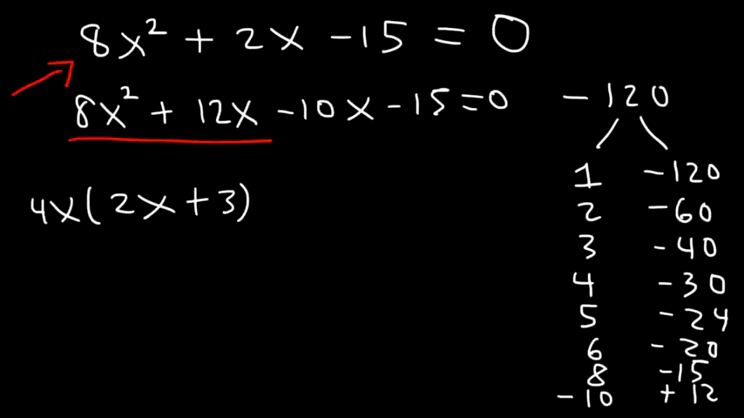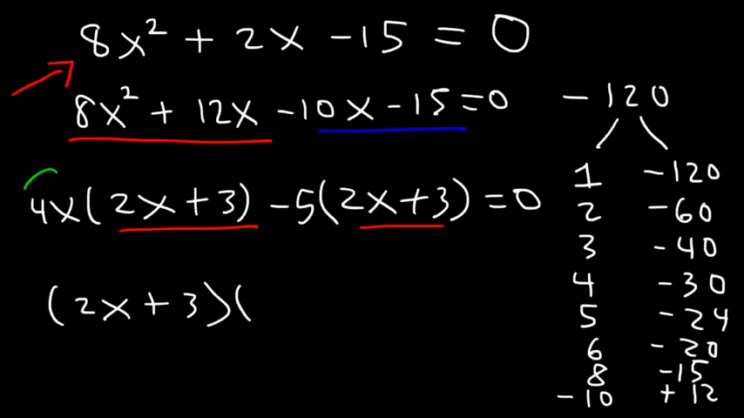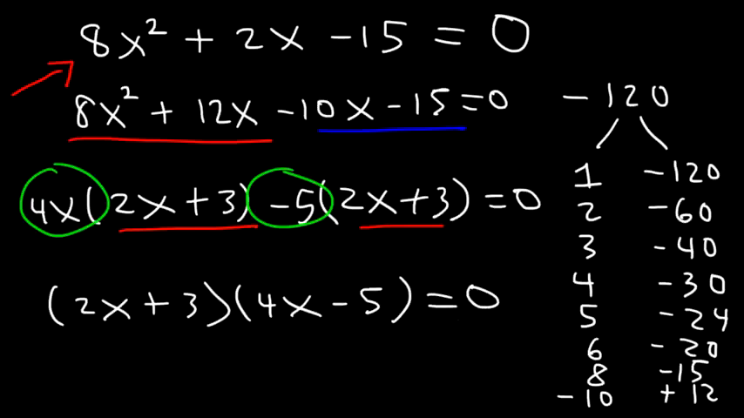In the last two terms, take out the greatest common factor, in this case negative 5. Negative 10x divided by negative 5 is 2x. Negative 15 divided by negative 5, that's plus 3. Now, if you get two common terms, that means you're on the right track. You can write it once in a parentheses in the next line. Now, the stuff on the outside, 4x and negative 5, that's going to go in the second parentheses. So that's what we have.